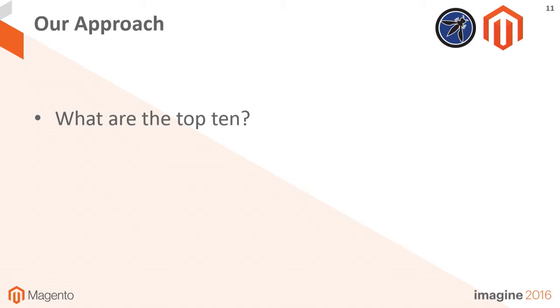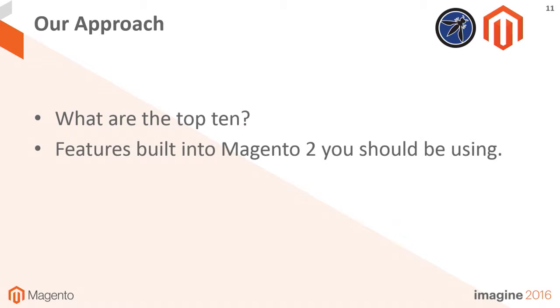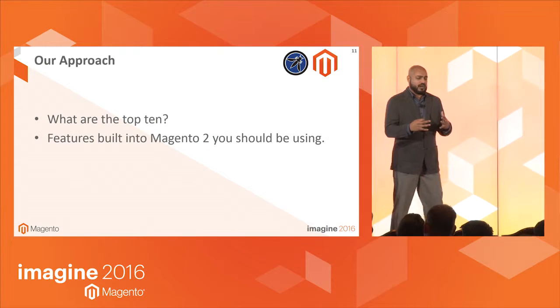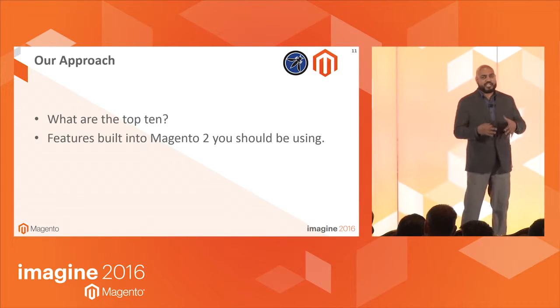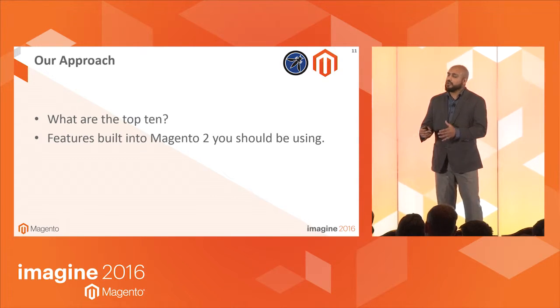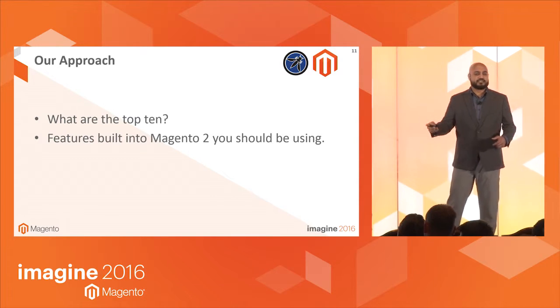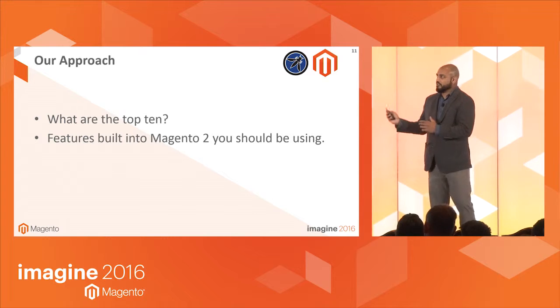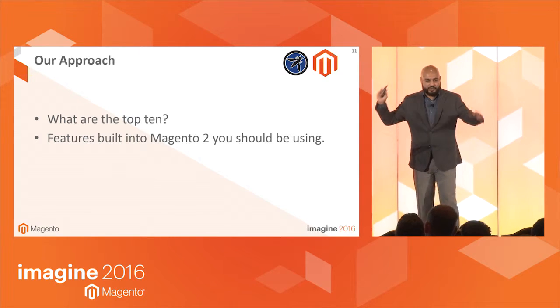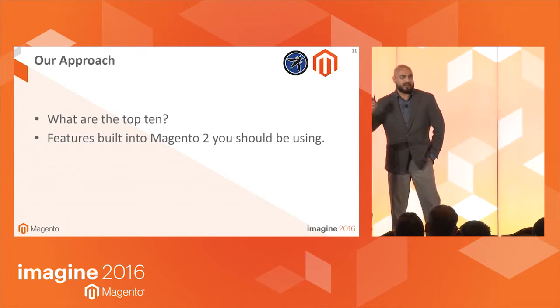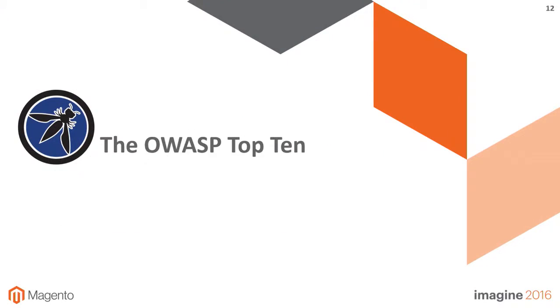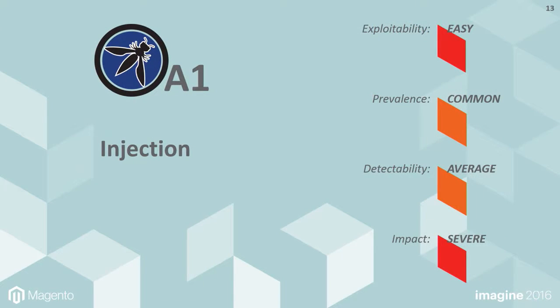We're going to quickly run through the top 10 so we all know what they are. And then we'll look at the features that exist in Magento 2 to help us defend against them. This is going to be mostly a Magento 2 focused talk. Some of these features exist in Magento 1. You're free to investigate those, but I'm not doing Magento 1 ever again. So, all in Magento 2. Let's not waste time. Number 1, injection.